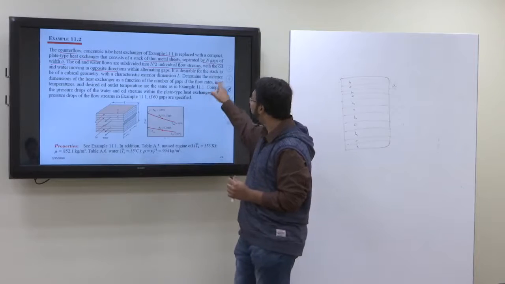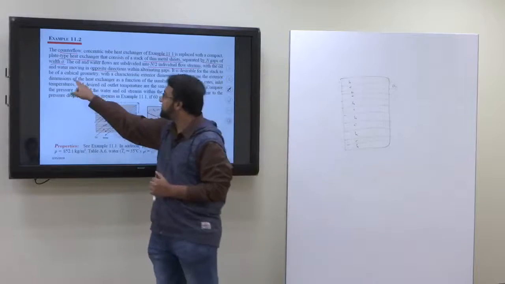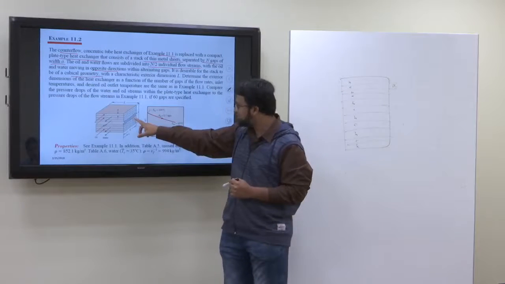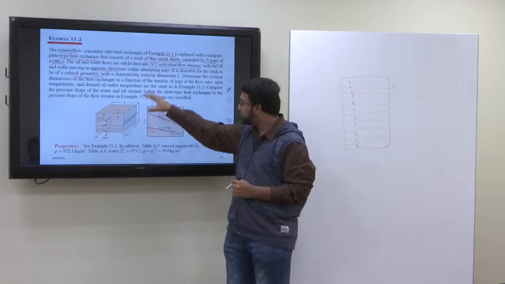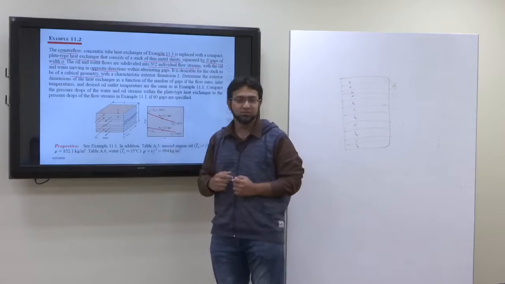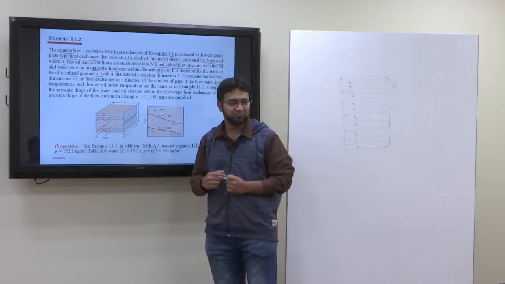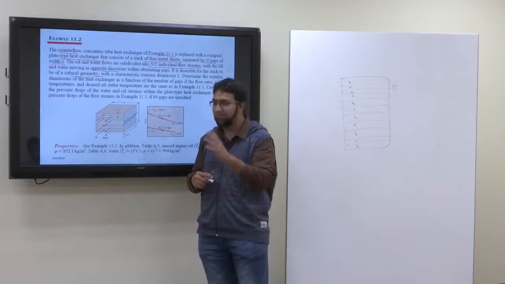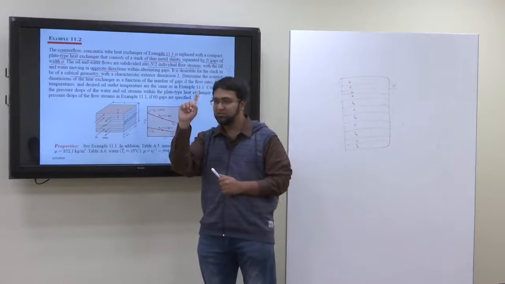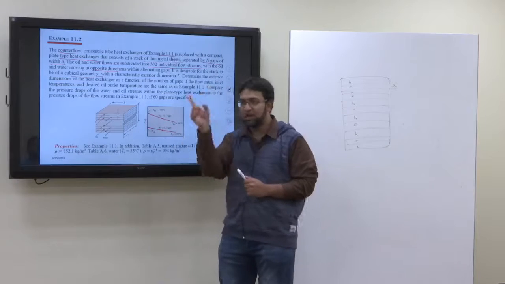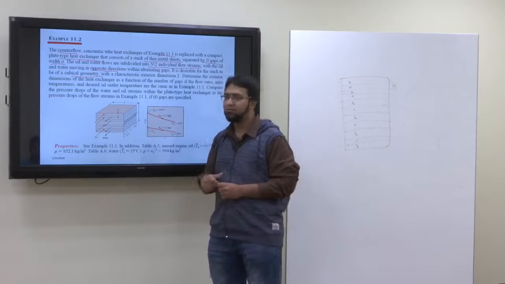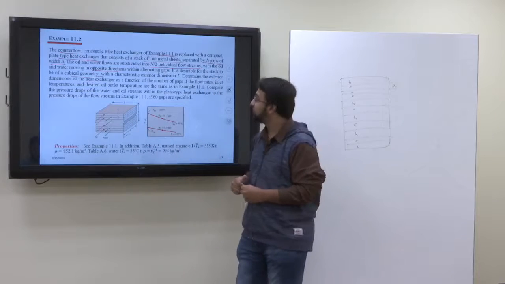It is desirable for the stack to be of cubical geometry. So we want the stack to be cubical. Cubical means, what is a cube? The length, the width and the height are all the same dimension. So it's just one dimension. All three will have the same dimension. So it's L here, L here, L here. We want it to be cubical.